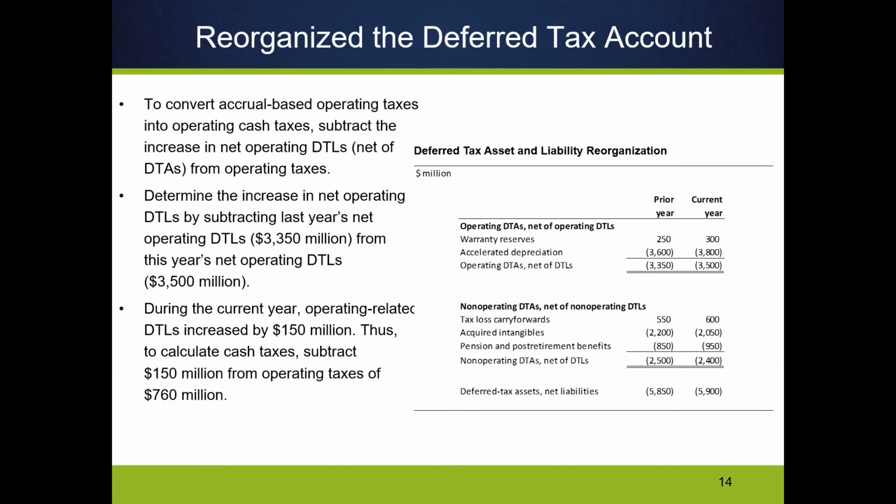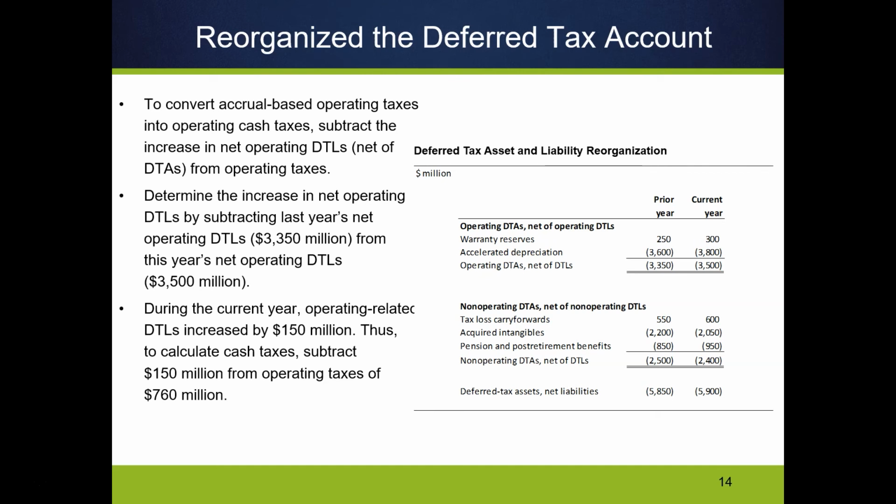So to convert, we're going to identify the operating deferred tax assets, that's warranty reserves, and then the operating deferred tax liability, that's accelerated depreciation. I'm going to subtract the accelerated depreciation amount from the warranty reserves, and I'm going to get a measure in the current year of $3.5 billion.